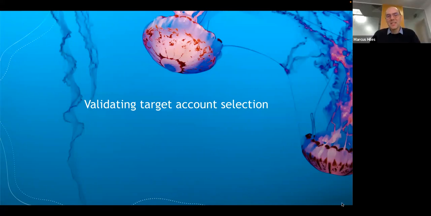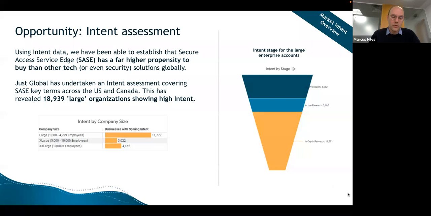So our second use case is around validating the account list. So we will do a lot of work with clients. Often we're provided with a target account list to then utilize in the marketing programs. If we just dive into this, and I'll talk you through it. So the client example that we've got on screen here is a cybersecurity vendor. They're interested in a product offering called SASE, Secure Access Service Edge.